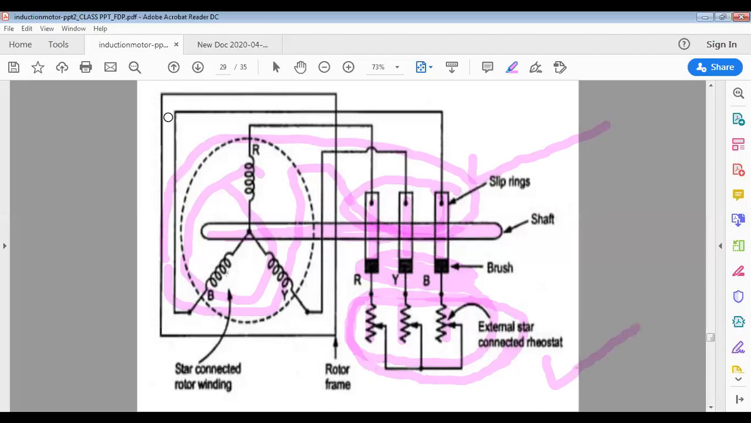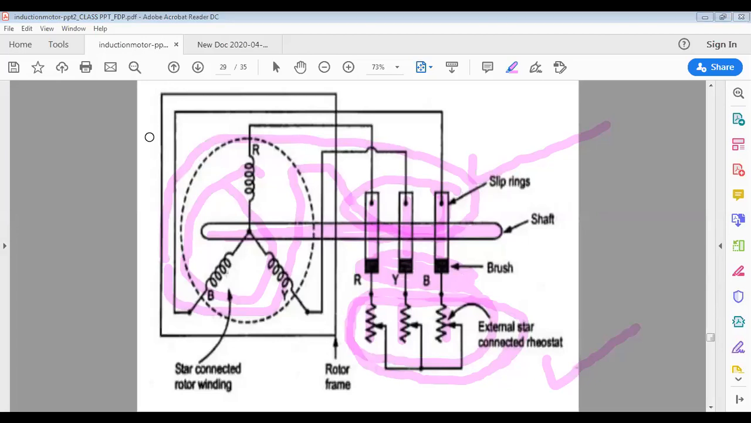Clear? Okay, brushes are made up of which material? We have seen them in DC machines also. Brushes are there, made up of which material? Who can tell? Carbon. Very good. Carbon or graphite. Got it? So carbon or graphite brushes are there.